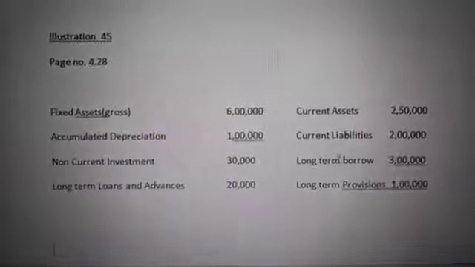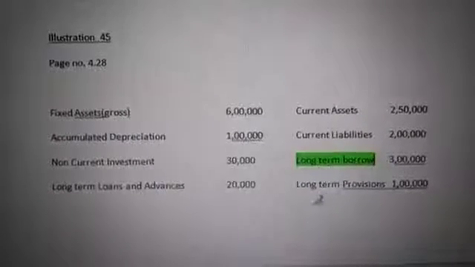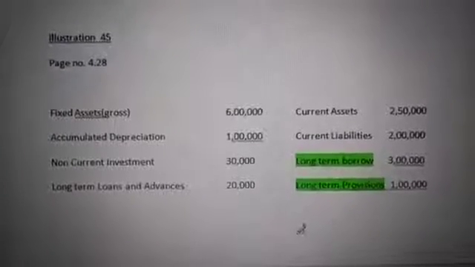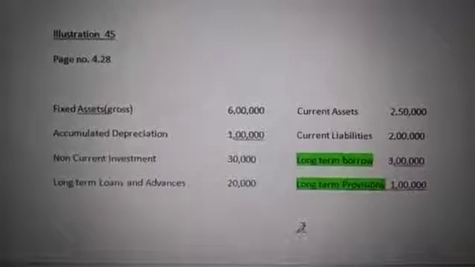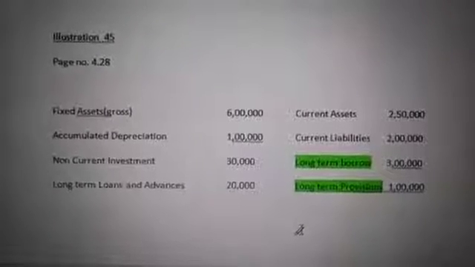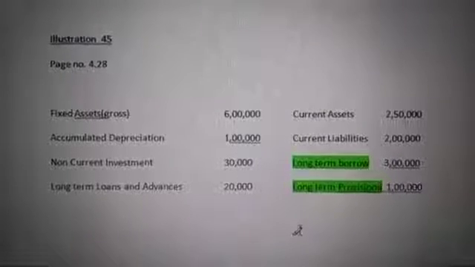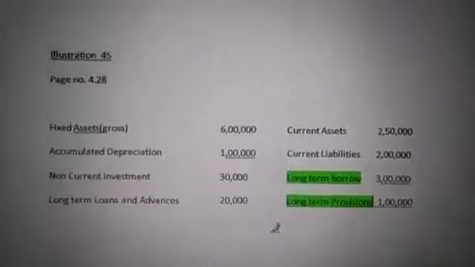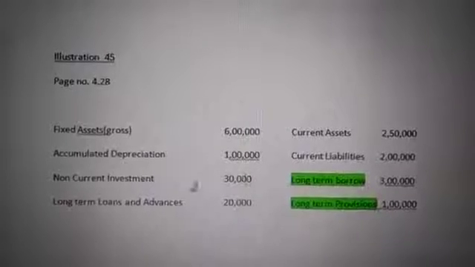Here this long term borrowing is our debt. Long term provision is our debt. Okay, so this is our debt. Now what we have to do is we have to find equity, and for finding equity what we have to do?